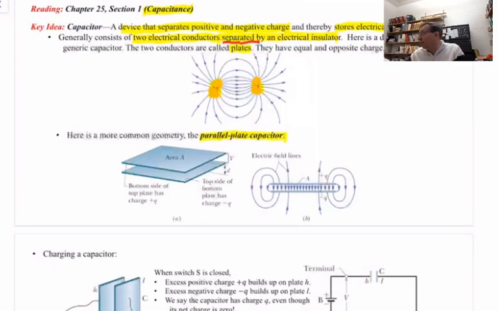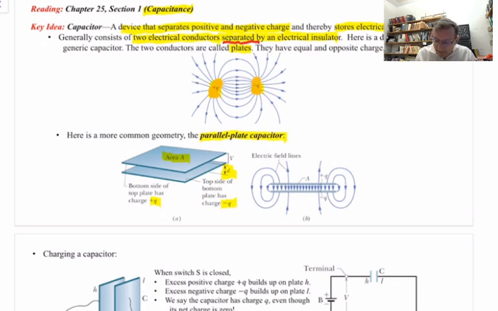So this is an example of a parallel plate capacitor. You're going to make one. You can see there's an upper plate and a lower plate. They each have the same overall surface area, A, and they're separated by a distance, D. What we're going to do is build up positive charge, plus Q, on the bottom side of the top plate, and an equal but opposite amount of charge, negative Q, on the top side of the bottom plate. And that will produce electric field in the region between the plates. That will produce a potential difference between the plates.